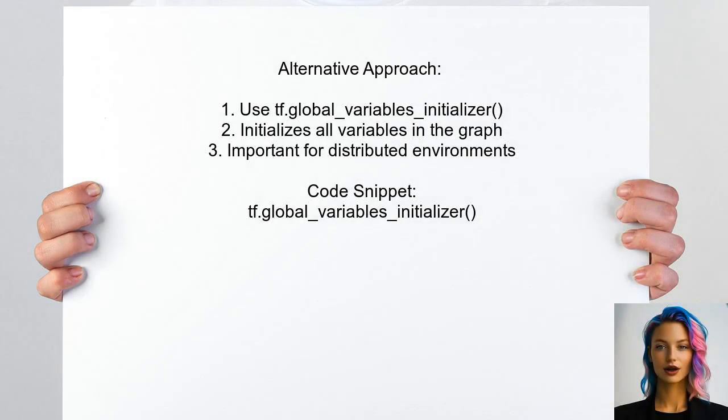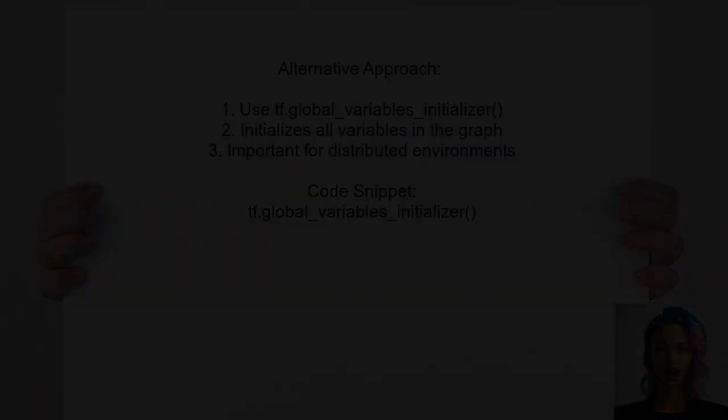This user explains that the global variables initializer initializes all variables listed by tf.global_variables. This is particularly useful in distributed environments where the graph may be spread across different computing nodes.